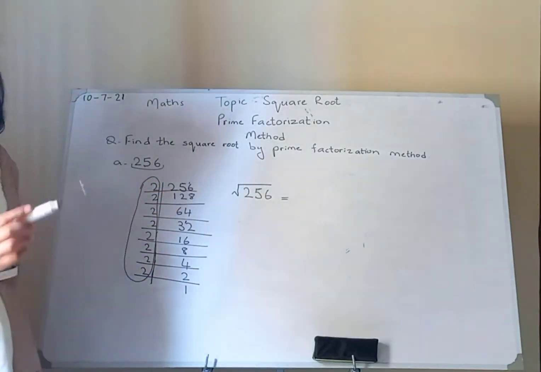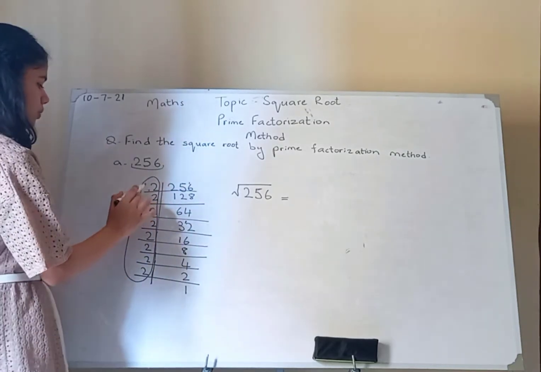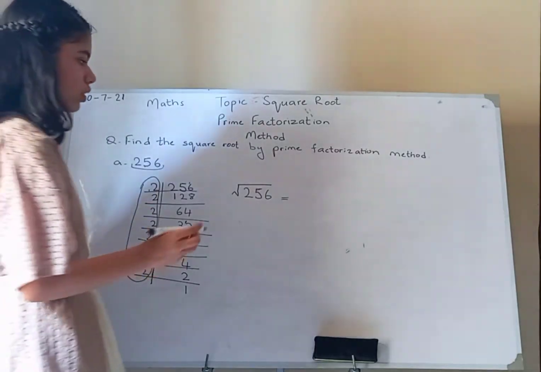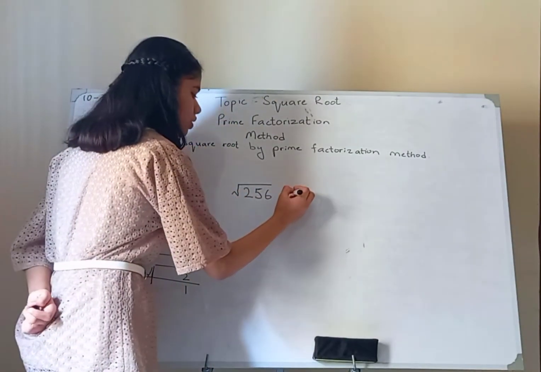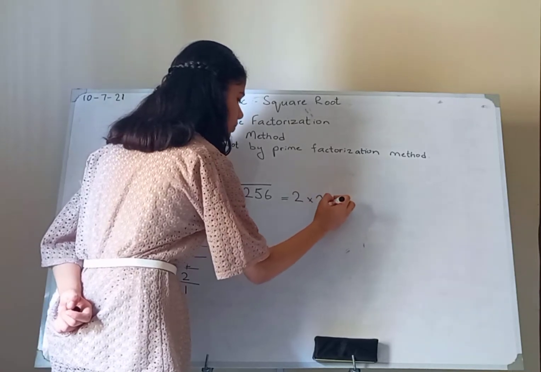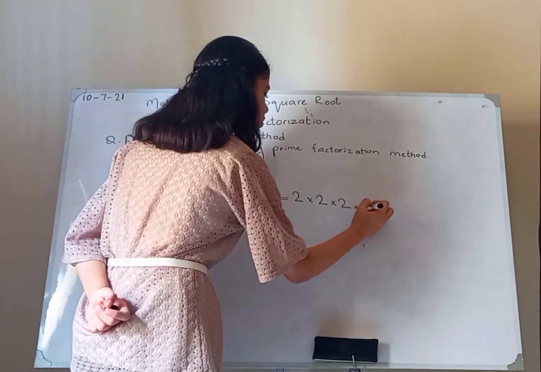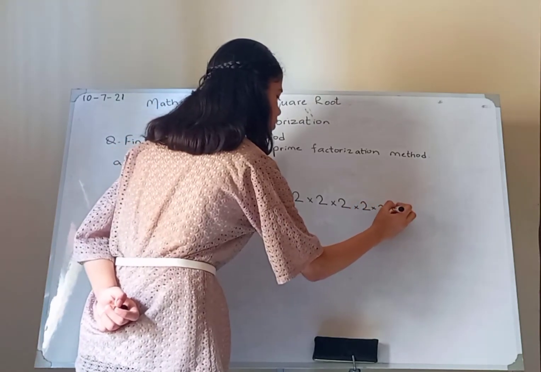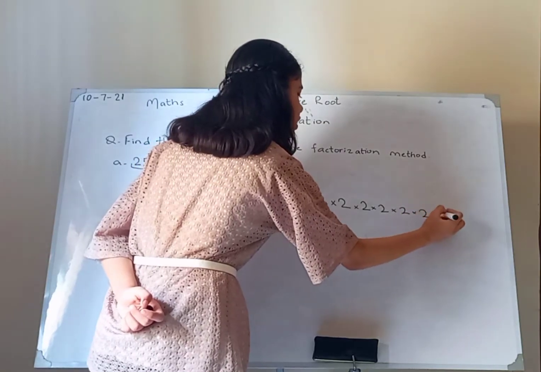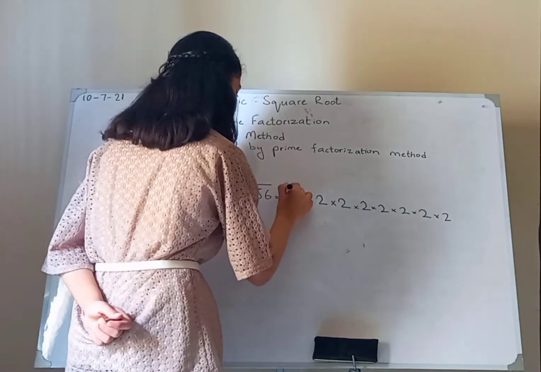So first of all, let's count how many factors are there. 1 2 3 4 5 6 7 8. 8 times 2. So 2 multiplied by 2 multiplied by 2, and the last one, and we are going to write this in a square root.